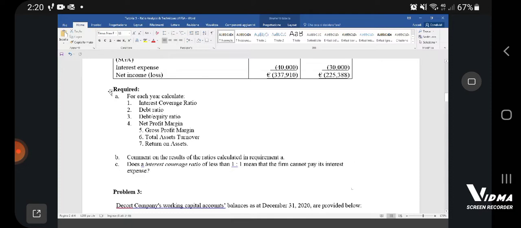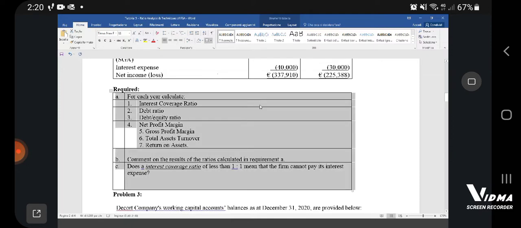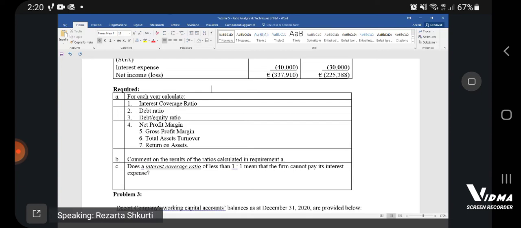Okay, we can do it like that to have it more clear. I'm starting with the interest coverage ratio. Right here I will put the years, 2020 and then 2019. Do we need to remind the formulas? Let's do that. Okay, so the interest coverage ratio is actually the ratio between EBIT and the interest expenses.